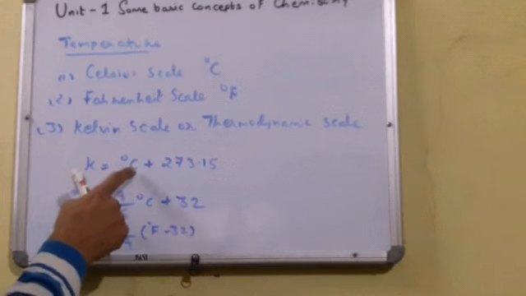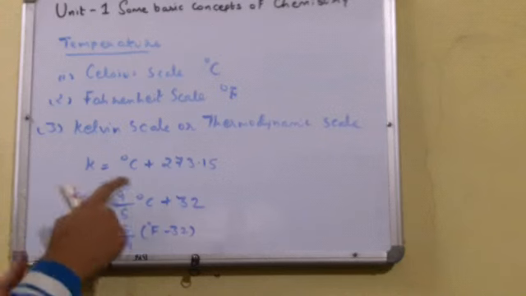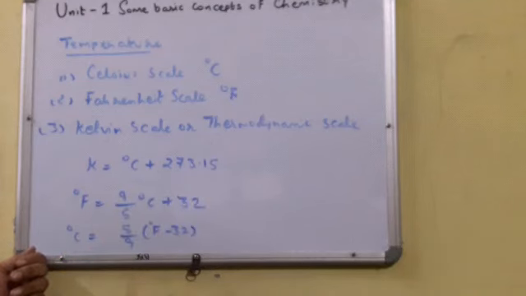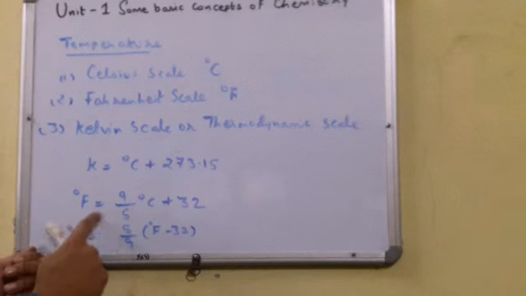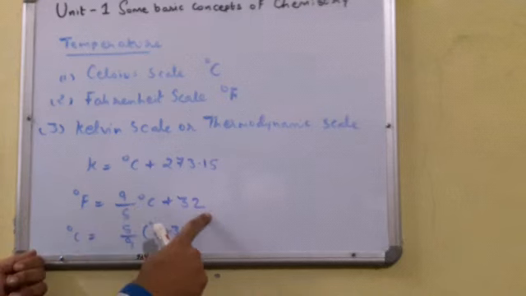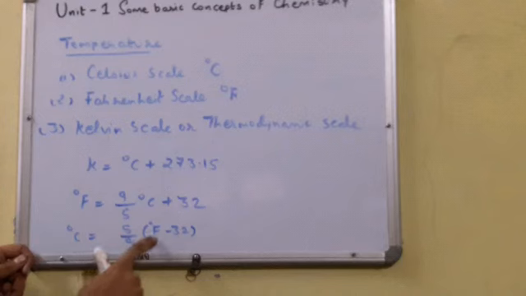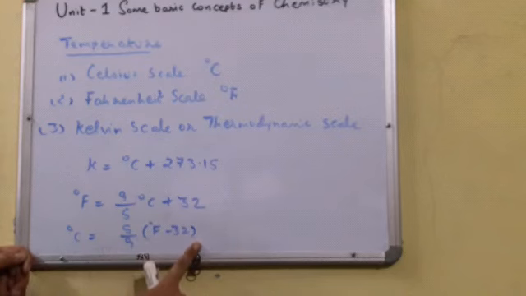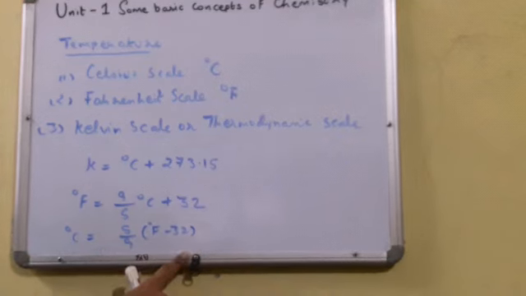We can convert degree Celsius into Kelvin by using this formula: K is equal to degree Celsius plus 273.15. Similarly, we can convert degree Celsius into degree Fahrenheit by using the formula: degree Fahrenheit is equal to 9/5 degree Celsius plus 32. Similarly, we can convert Fahrenheit into Celsius by using this formula: degree Celsius is equal to 5/9 in bracket degree Fahrenheit minus 32. By using these formulas, we can convert one unit into another unit. Understood?